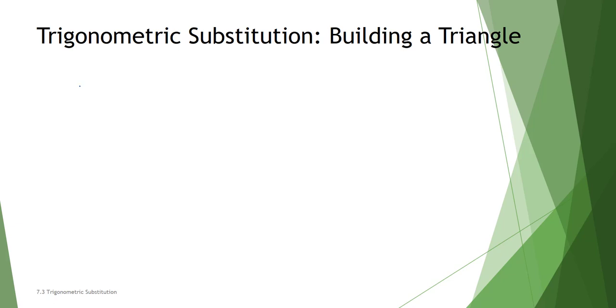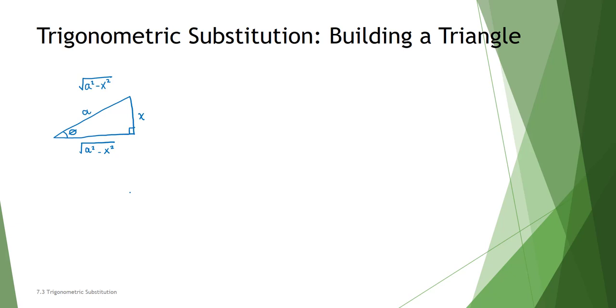Suppose in your integral you have the square root of a squared minus x squared. Then you can build a right triangle with angle theta, and the goal is to make one of the sides of the triangle equal to this radical. If we make the hypotenuse a and the opposite side x, then the adjacent side, by the Pythagorean theorem, is the square root of a squared minus x squared.